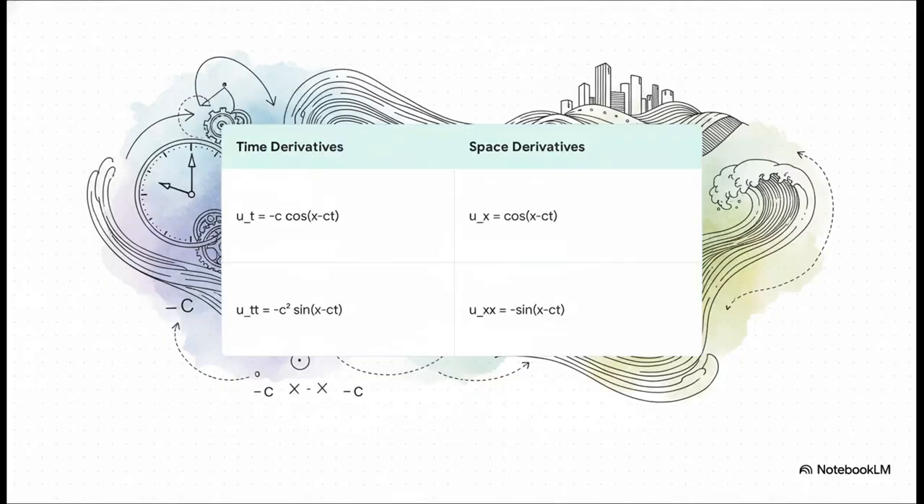So, to check this, we've got to do some calculus. We need the second partial derivatives. So on the left, we differentiate with respect to time, t. The derivative of sine is cosine, and then the chain rule tells us to multiply by the derivative of what's inside, which is negative c. We do it again. Derivative of cosine is negative sine, and we get another negative c. So that's where the c squared comes from. Now for the space side, with x, it's actually a bit easier because the derivative of the inside is just 1. You can see the results right there.